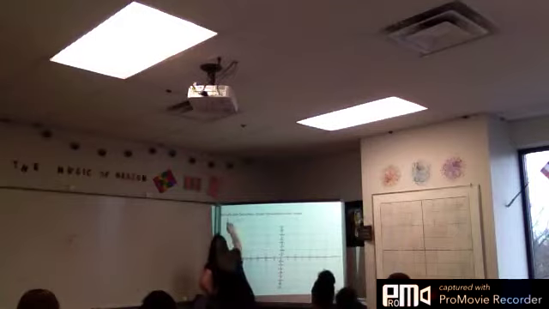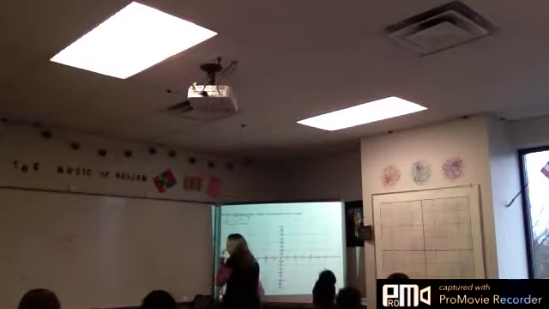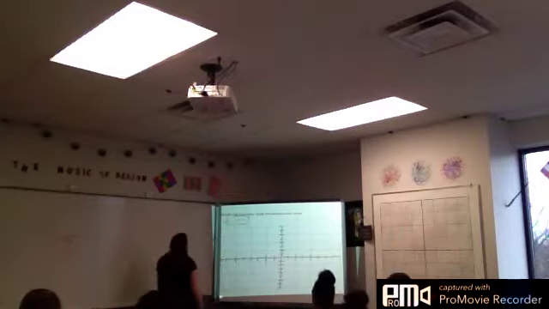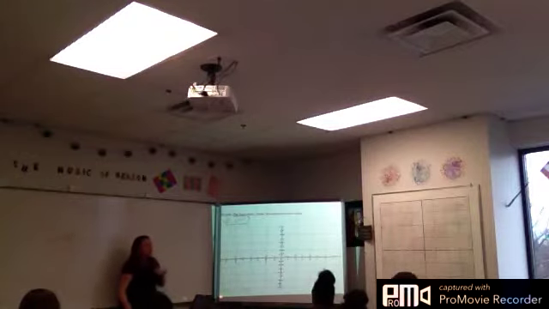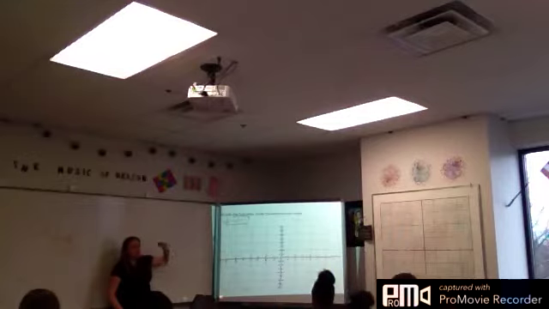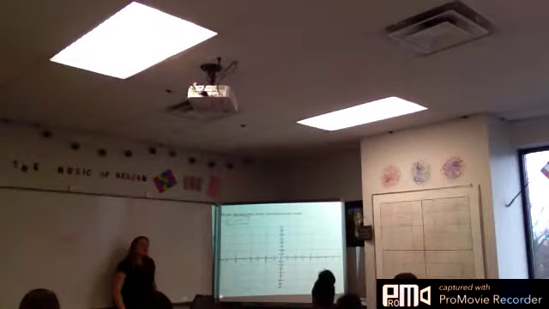Let's start here. If I want to graph y equals 3e to the 0.25x, I can just plug numbers into that. Now, is this going to be growth or decay? What's my rate? 0.25. Is it positive or negative? Positive. So it is growth.